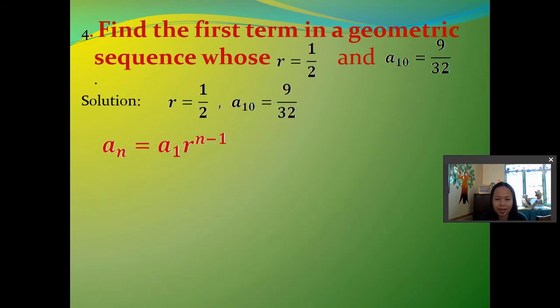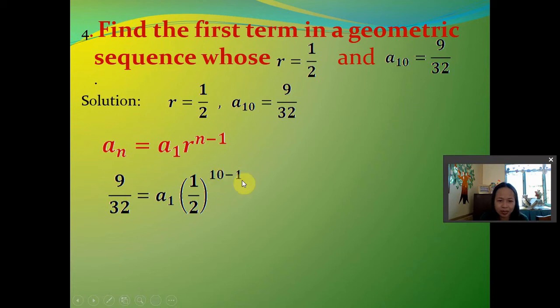So again, we will apply the nth term of our geometric sequence. Our nth term, or the last term, is 9/32, so replace a sub n with 9/32, which is equal to our first term. This is unknown; this is what we are looking for in this particular problem. Our common ratio is 1/2, so replace r with 1/2. And our n is equal to 10. How did we know that it's 10? Since our 9/32 is the 10th term, this is our last term for this sequence. Therefore, there are 10 terms. So our n here is 10.